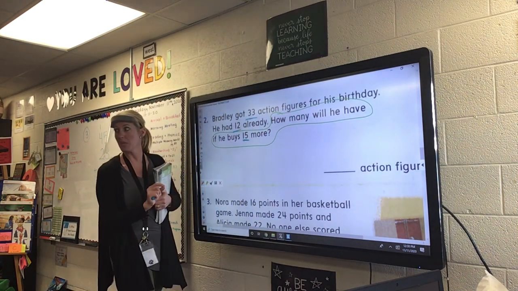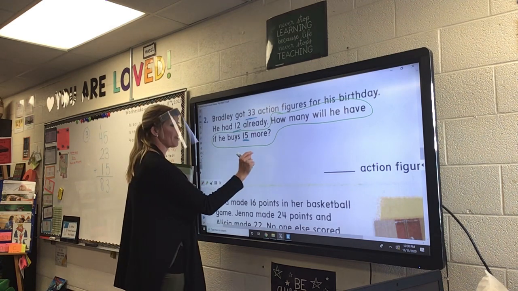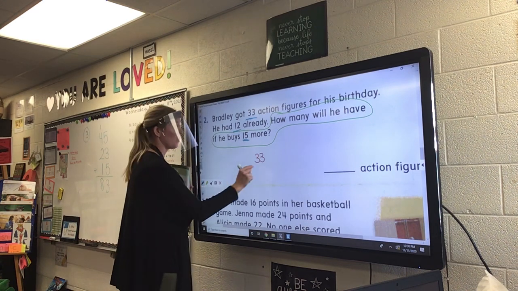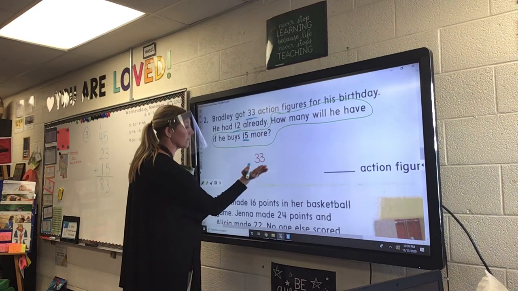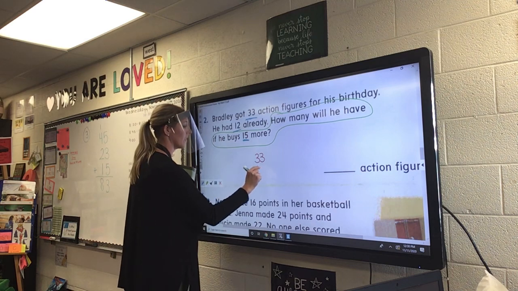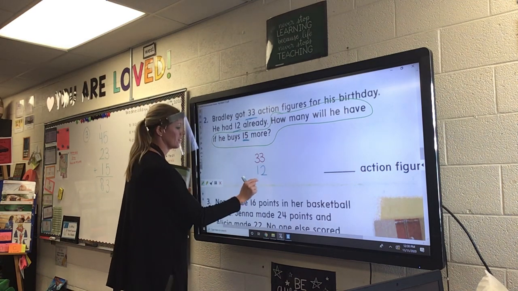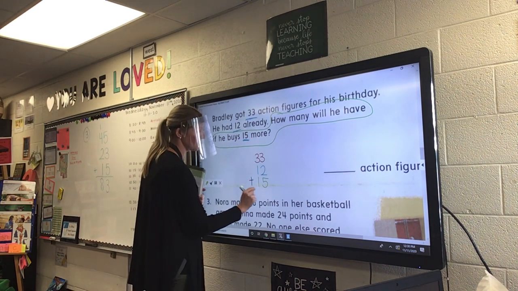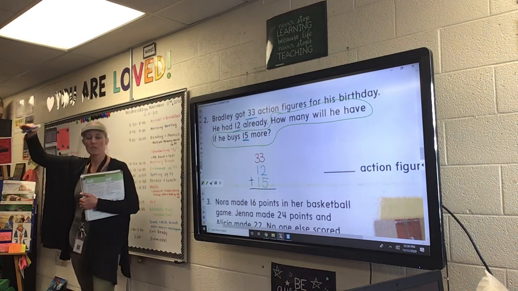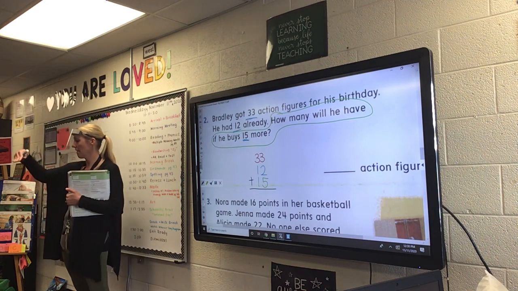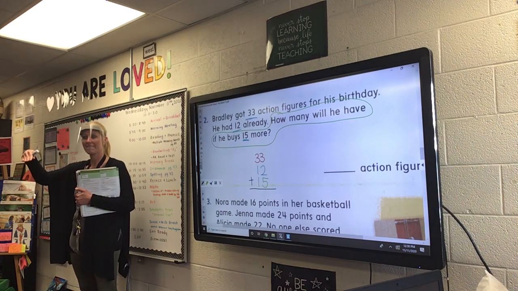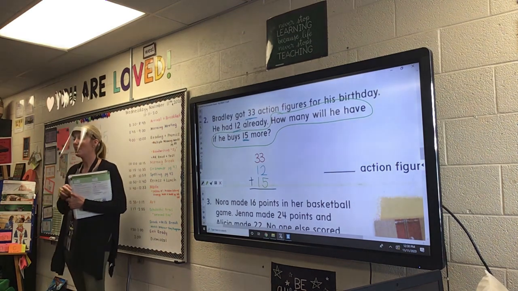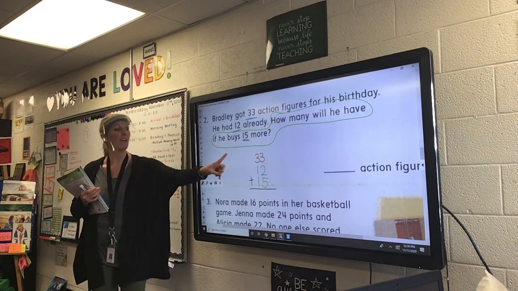So you're going to have to write really small, second graders, because now we have 3 numbers. We have 33. We have 12. And we have 15. Okay, double check you're writing them just like Mrs. Murphy is. Great. 33, 12, 15. What if we run out of space? You have to write small. Yep, that's what I have to do. Okay, now, this is what we're learning tomorrow.